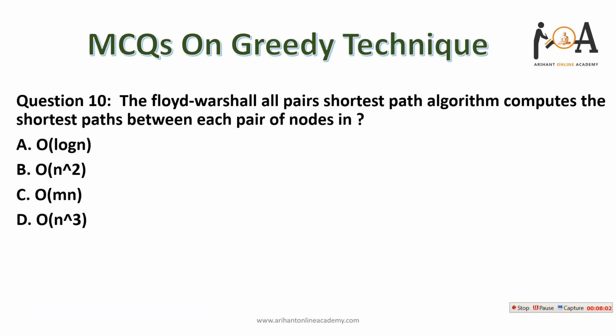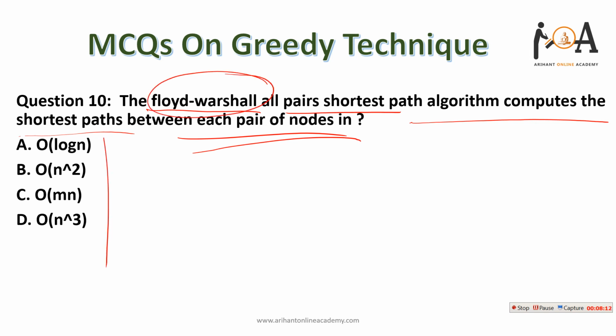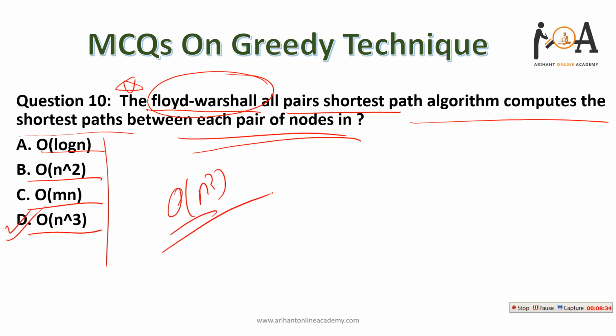The next one is, the Floyd-Warshall all pair shortest path algorithm computes the shortest path between each pair of nodes. So they are asking the time complexity of the Floyd-Warshall algorithm. Order of log n, order of n square, order of mn, or order of n cube. You all know that it is a very important part, that is Floyd-Warshall, and basically it is not in the syllabus of GATE computer science this year, but for all other exams there is no particular syllabus, so you should know the answer. That is order of n cube. Order of n cube is the time complexity of the Floyd-Warshall algorithm. Just make a note of it.